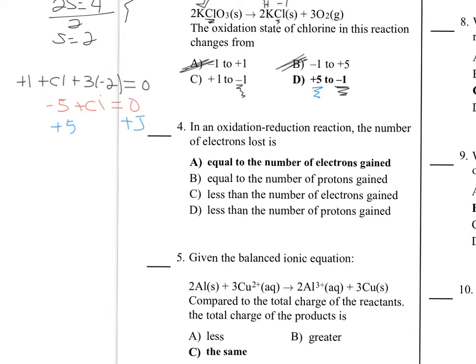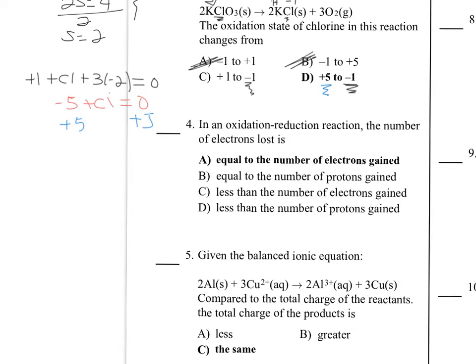Alright, for number 4, we get a nice easy one. In an oxidation reduction reaction, the number of electrons lost must be equal to the number of electrons gained. That's the whole point of this, that you can't gain more than you lose and lose more than you gain. Everything's got to equal out. That's that concept of conservation of mass, or mass and charge in particular, which is so very, very important to us.